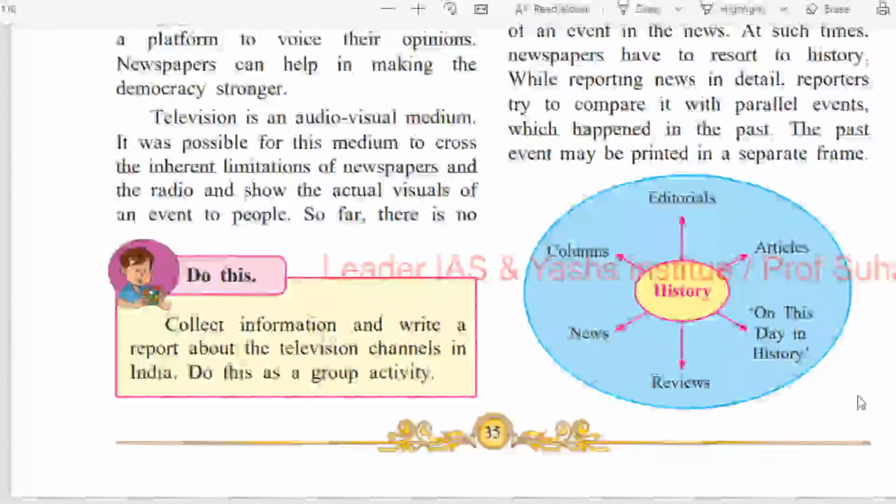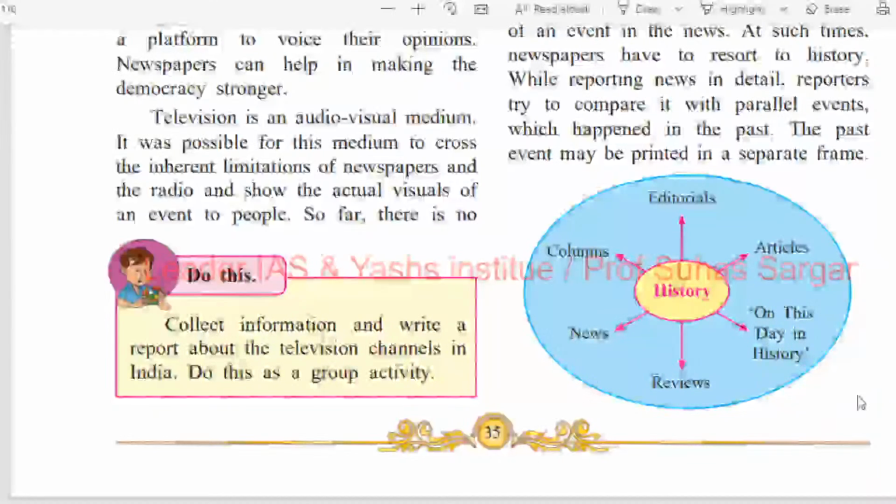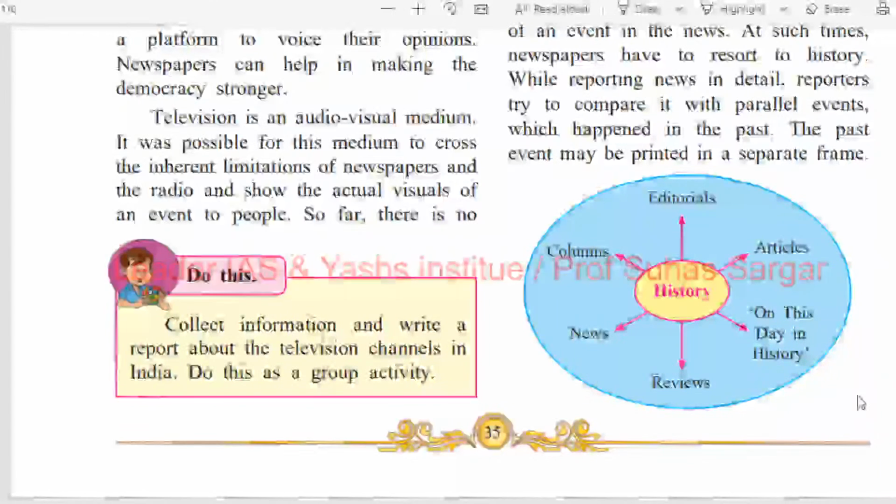See the pictures. History goes to editorial also. History includes articles. History includes on this day in month history. History includes reviews. History includes news. History includes columns.